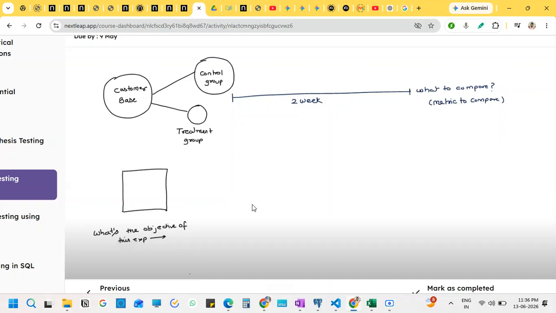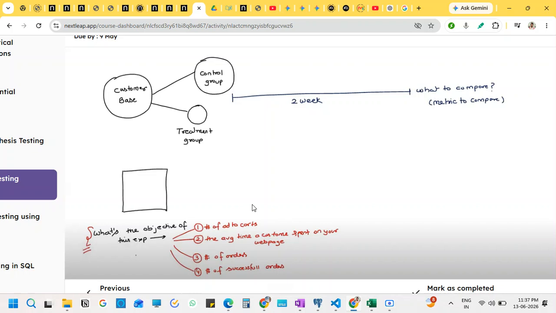Maybe the objective can be multiple things, right? It depends on what you are trying to increase. Maybe you are trying to increase the number of add to carts. Maybe you are trying to increase the average time a customer spends on your web page. Maybe you're trying to increase the number of orders, or the number of successful orders. So it can be anything. You have to first decide the objective of the experiment, which basically means what you're trying to increase or impact through this change in the new version.